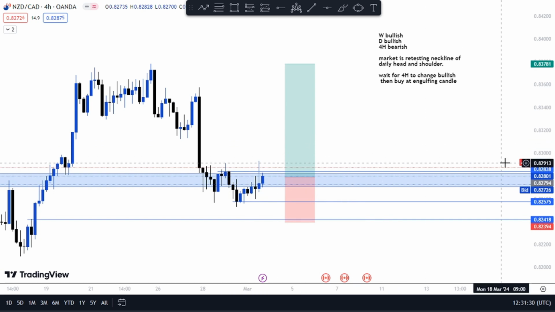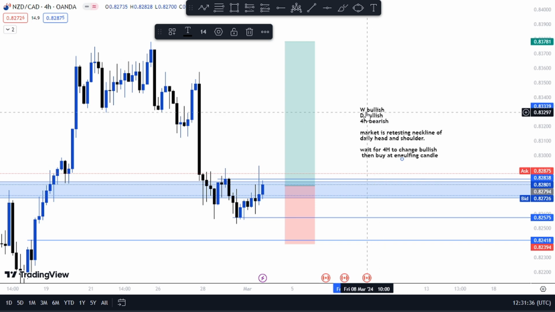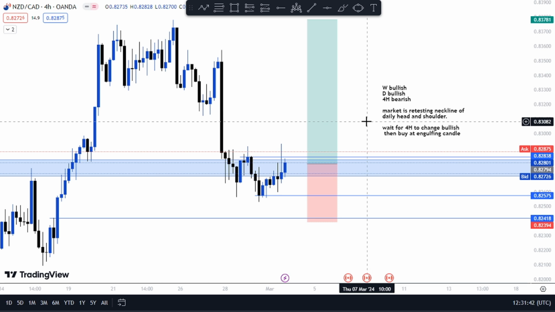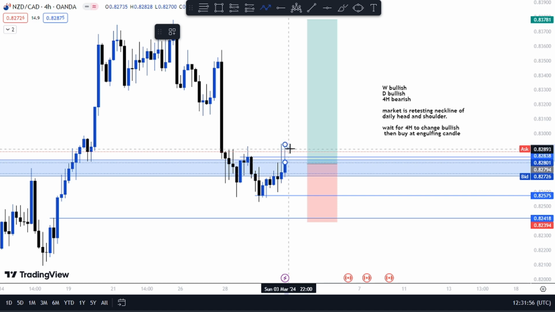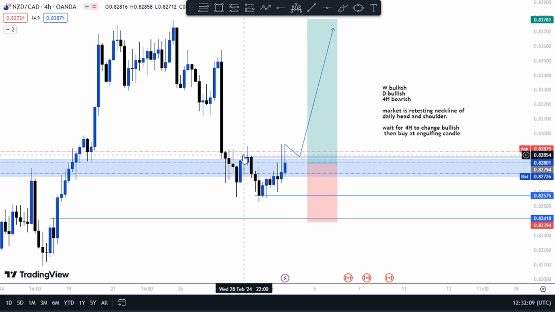So what I'm expecting here is that you see that the 4 hour is bearish, but the weekly and daily are bullish. So the higher time frames are bullish, but the 4 hour is bearish. What I want right now is a 4 hour candle. As this candle is going right here, I want this candle to close above. If this candle closes above, I will look for an entry right here for a buy all the way to the top.